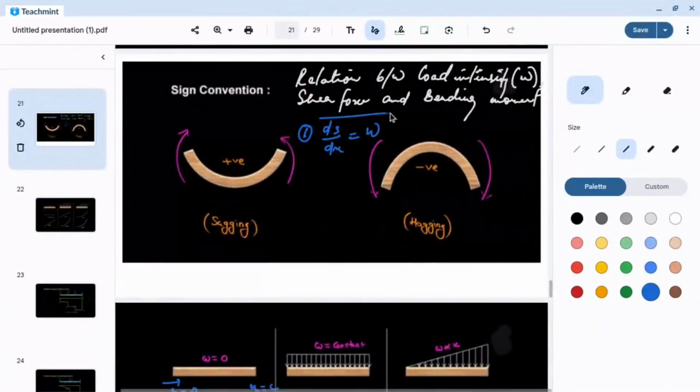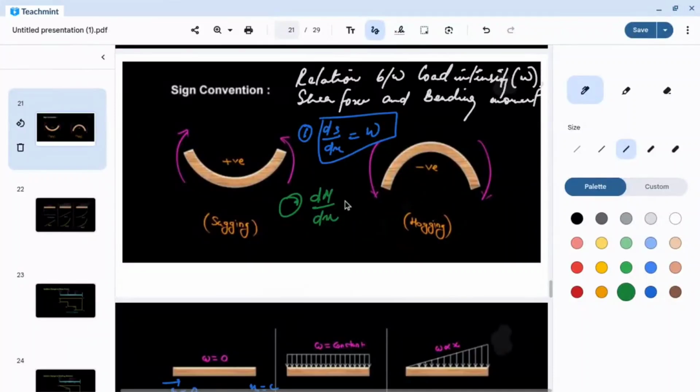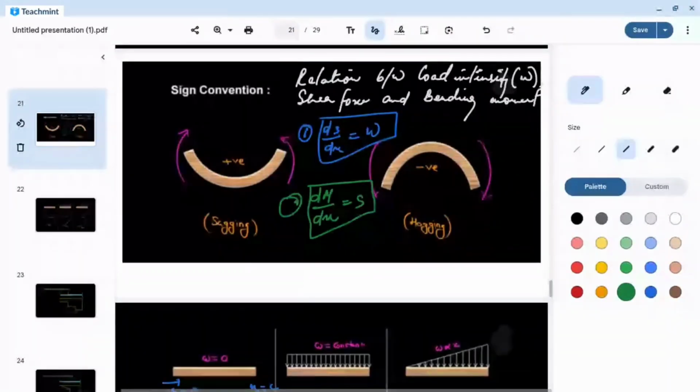This is very important. Second thing, the derivative of moment with respect to x is equal to shear force. Derivative of shear force with respect to x is called load intensity. Derivative of moment with respect to x is called shear force. In other words, we can say like this.